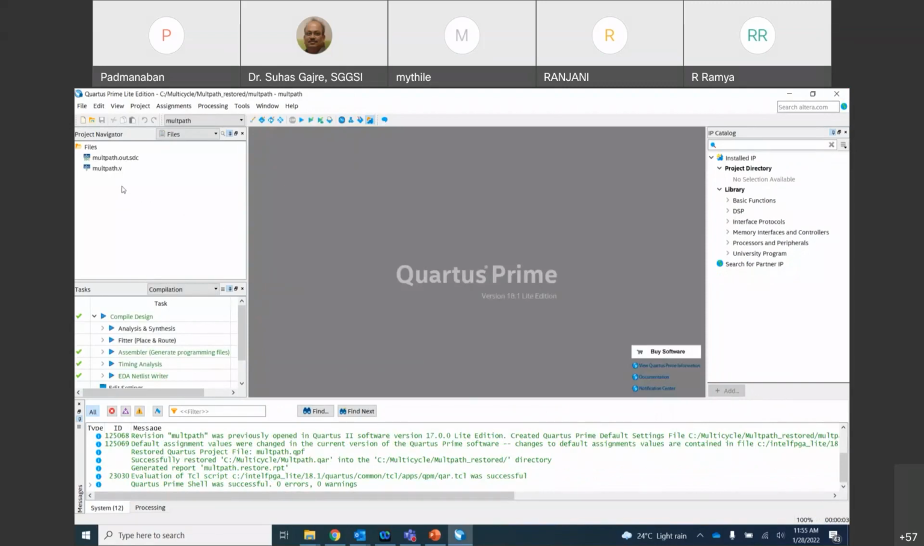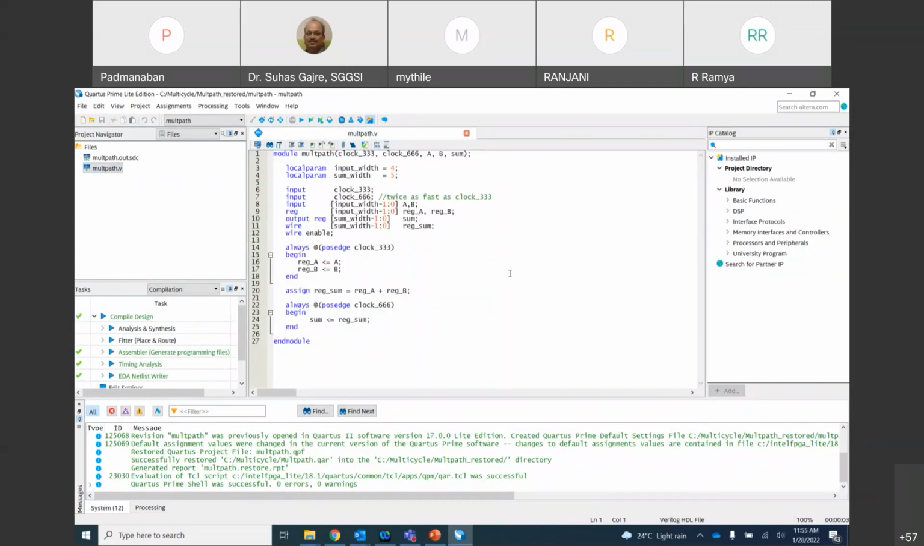Okay, now you can see the multi-cycle path.v. This is the very lab. Okay, what is the need for understanding this? Here you can see there are 2 clocks. One is always at posedge of clock 333 megahertz. That means you have a clock of 333. And then you can also see always at posedge of clock 666. It means you have 2 clocks here. One is 333, other one is 666 megahertz.